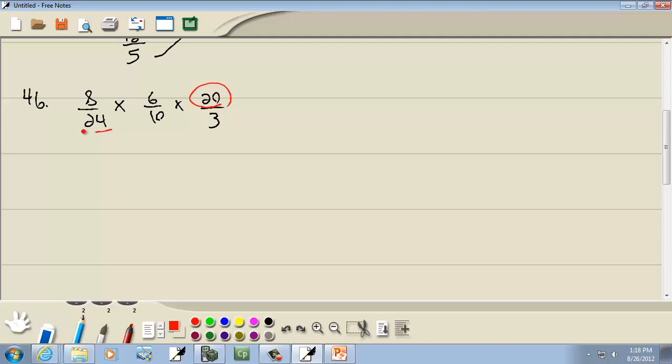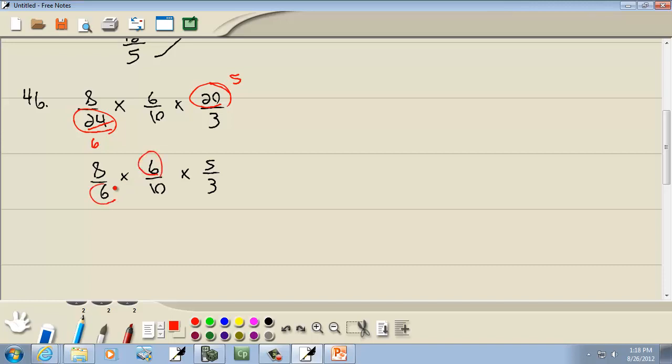Here I got 20 and here I got 24. Those are both divisible by 4. 20 divided by 4 is 5. 24 divided by 4 is 6. So we get 8/6 times 6 over 10 times 5 over 3. Only rule is one's on top, one's on the bottom. They can be in the same fraction or not.